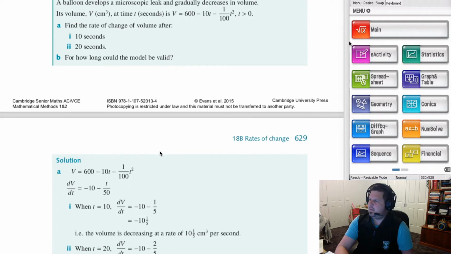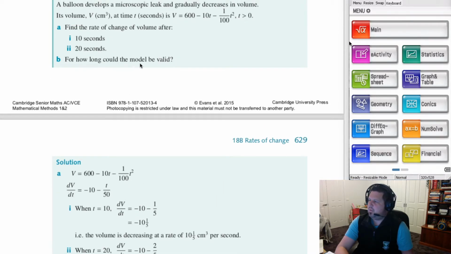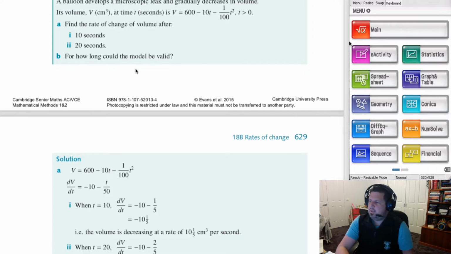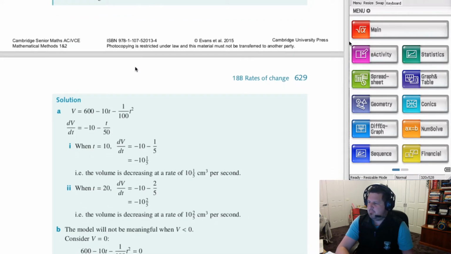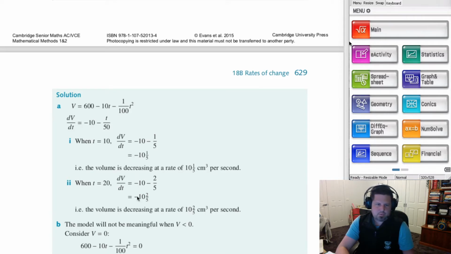Alrighty, next one. It says, for how long could the model be valid? So what we need to know with this particular thing is that the model will not be meaningful when V is less than 0. So we're only looking at things when it's greater than 0.